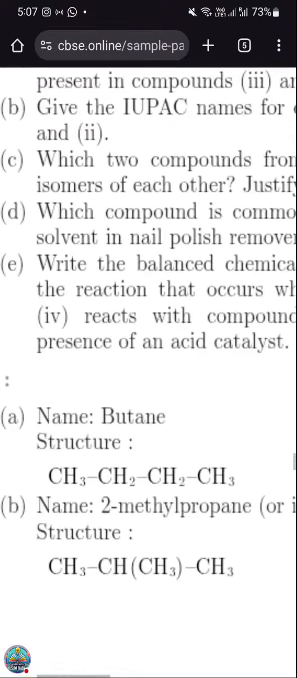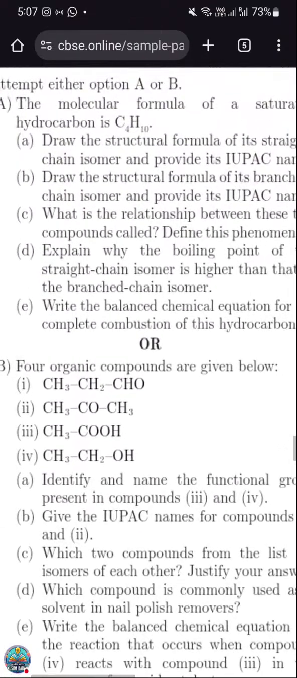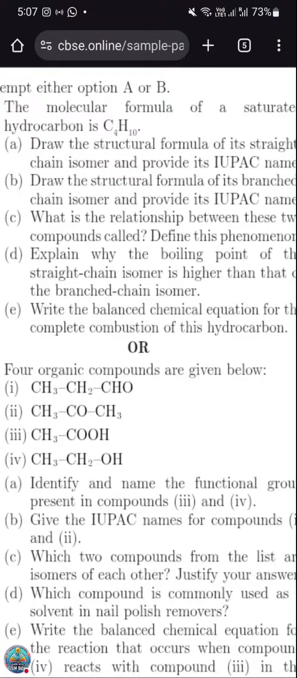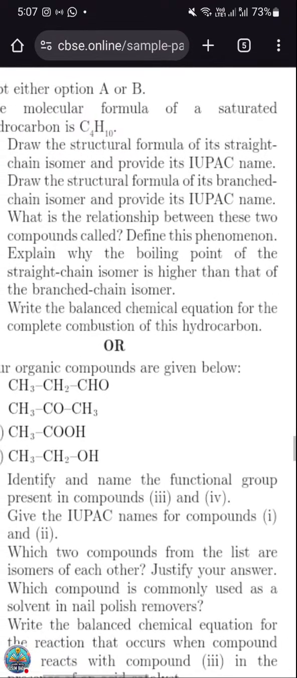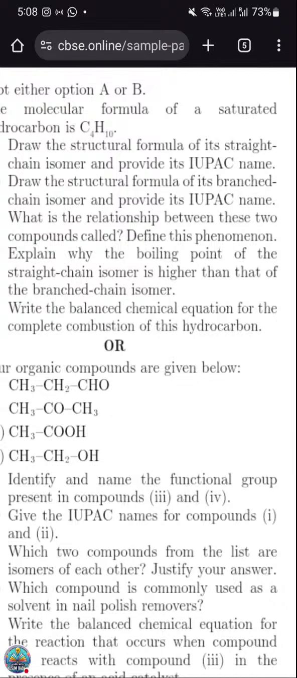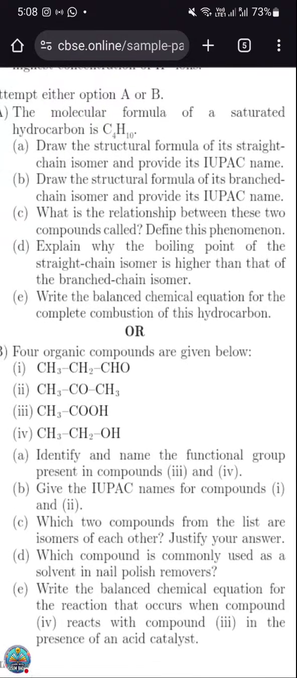Okay, now the next question. What is the relationship between these two compounds called? These two compounds are called isomers because their molecular formula is the same but the structural arrangement is different. Next, define the phenomenon, so we need to write the definition of isomer. Explain why the boiling point of the straight chain isomer is higher than that of the branched chain isomer.